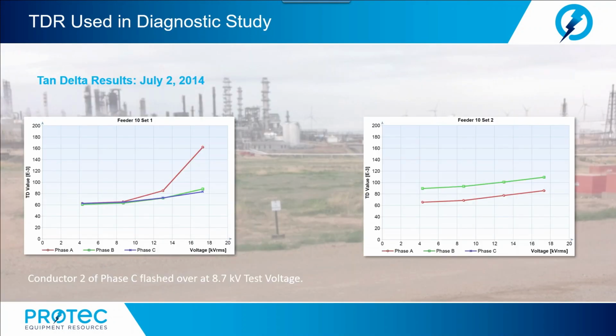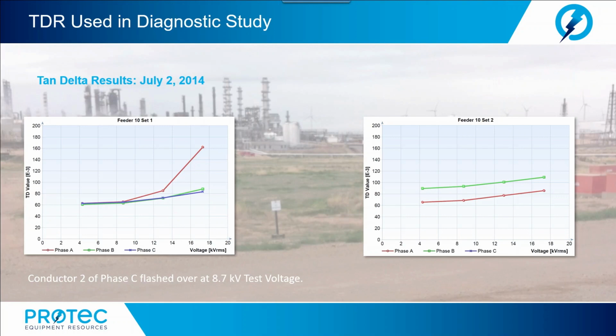Now, one of the tests that we ran on the cable was the tan delta test. If you want more information on tan delta testing, I would encourage you to go back to one of our past webinars when we did our webinars on cable diagnostics. But for the purposes of our webinar today, the tan delta test is a test that allows us to look at the condition or overall health of the insulation in the cable.